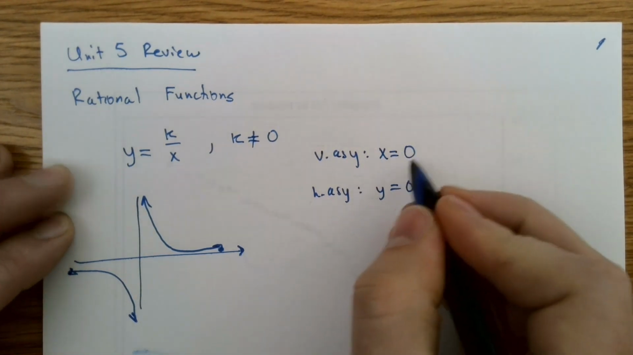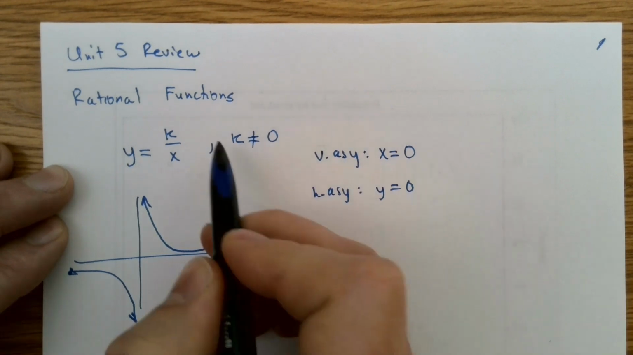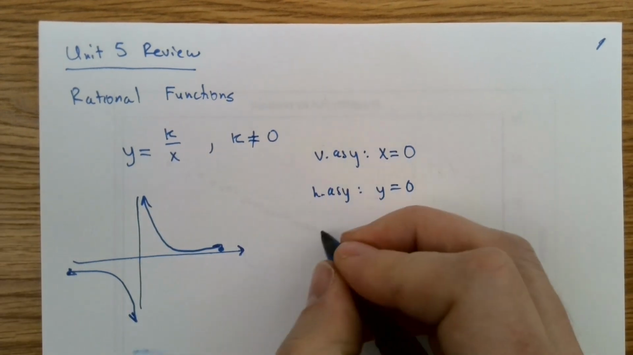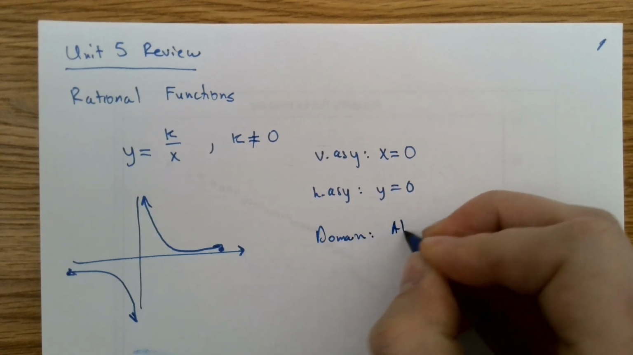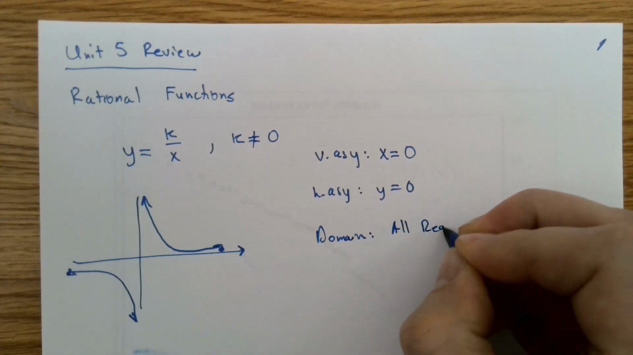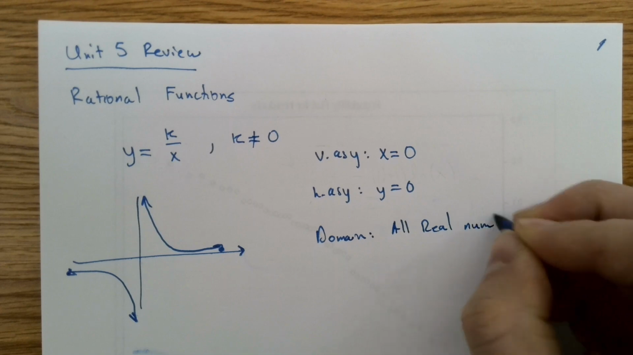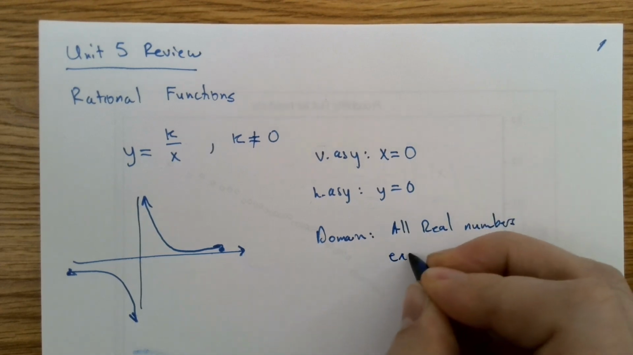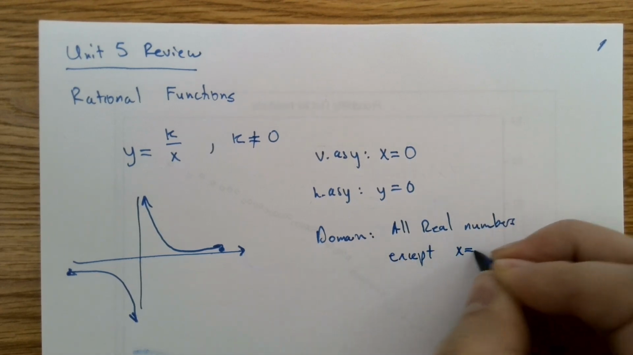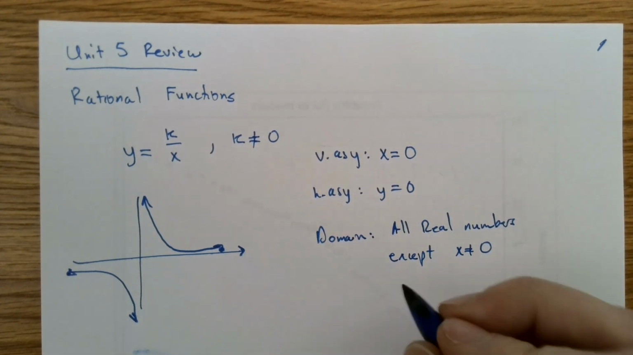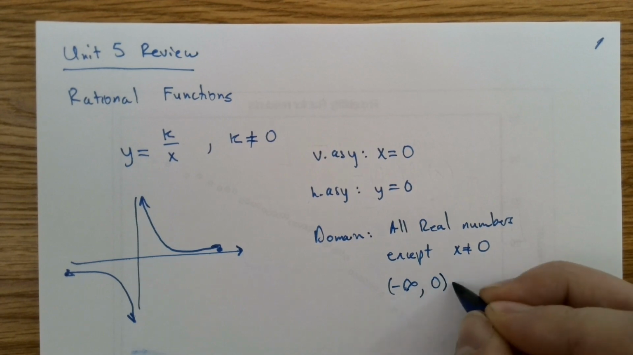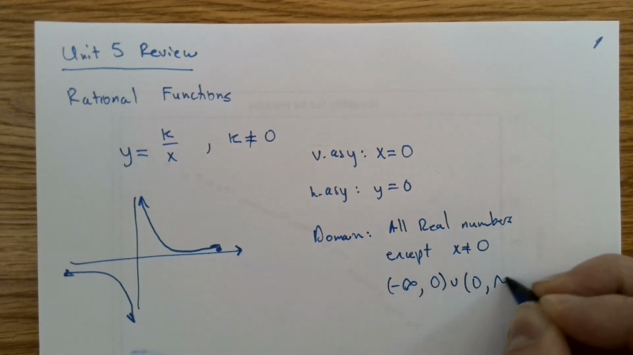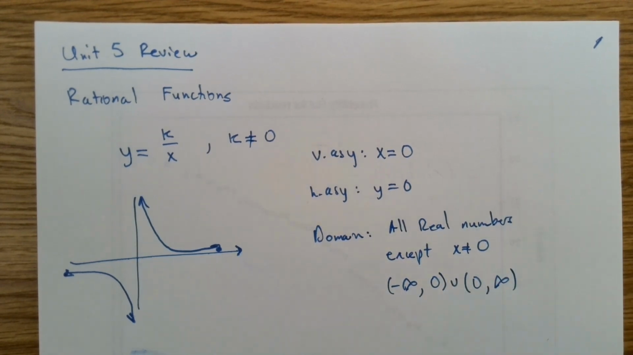Of course, the vertical asymptote at x equals 0 is because we cannot divide by 0. And then the domain of this function is all real numbers except for 0. Now there's a couple ways we can write this. In interval notation, of course we can write it out in words. In interval notation it would look like this to show the exclusion of that 0.